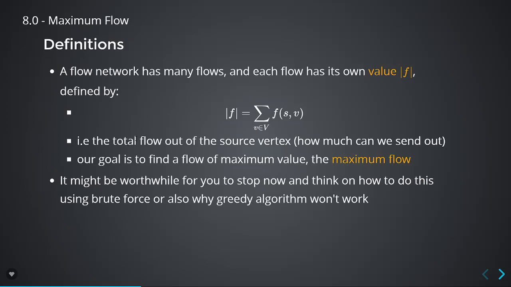Because if you follow all the rules, and if you can send 20 out of the source, then 20 will also go into the sink vertex, if you follow the flow conservation and the capacity rule. So whatever the maximum flow is, that's what we're looking for. We're trying to find the largest value, this f value. Okay, so again, give it a try. You can try using brute force. Think about how you would do this with brute force, and also confirm that a greedy algorithm will not work.